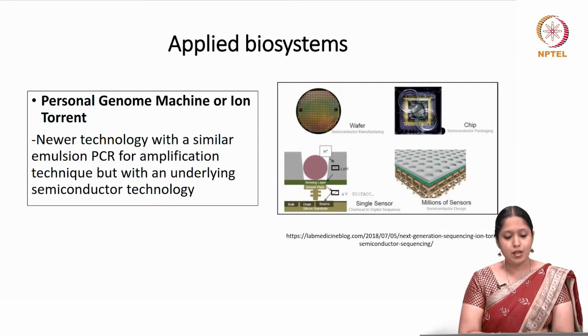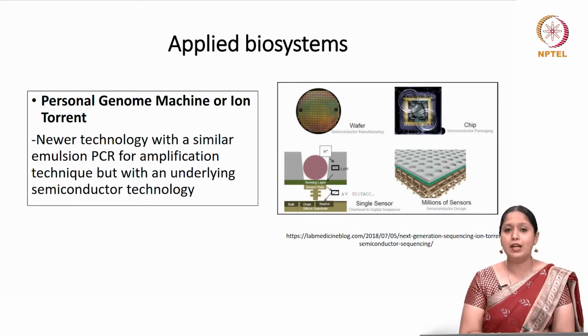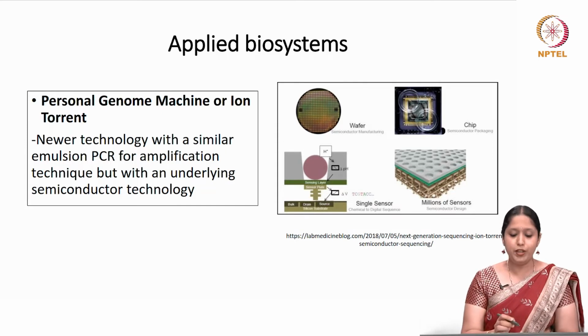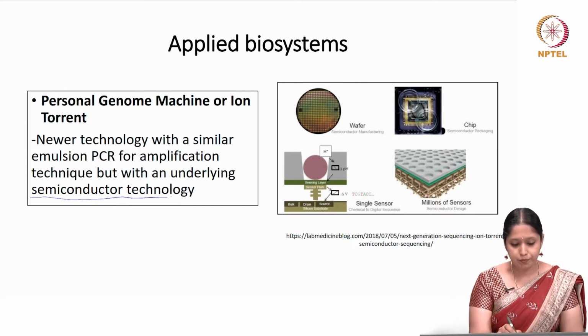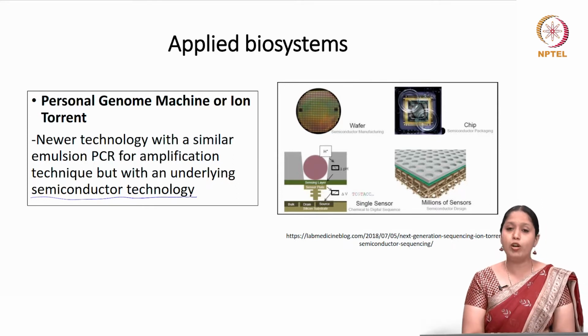Next comes the Personal Genome Machine, or Ion Torrent. It is a newer technology with a similar emulsion PCR amplification technique, but with an underlying semiconductor technology. So the important part here is that the Personal Genome Machine, or Ion Torrent, uses semiconductor technology.